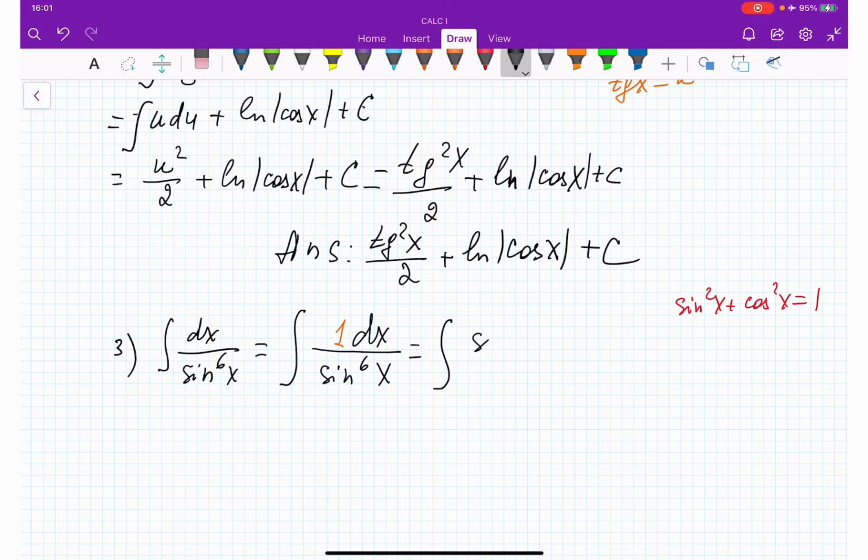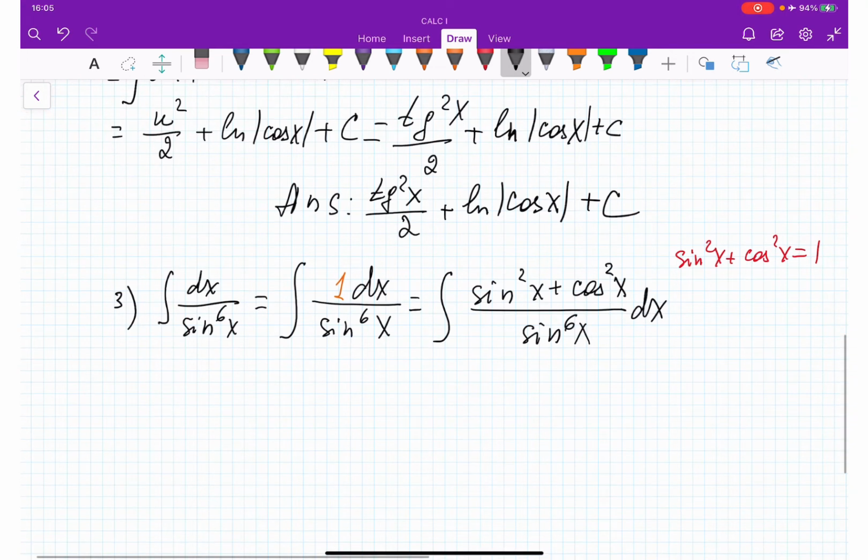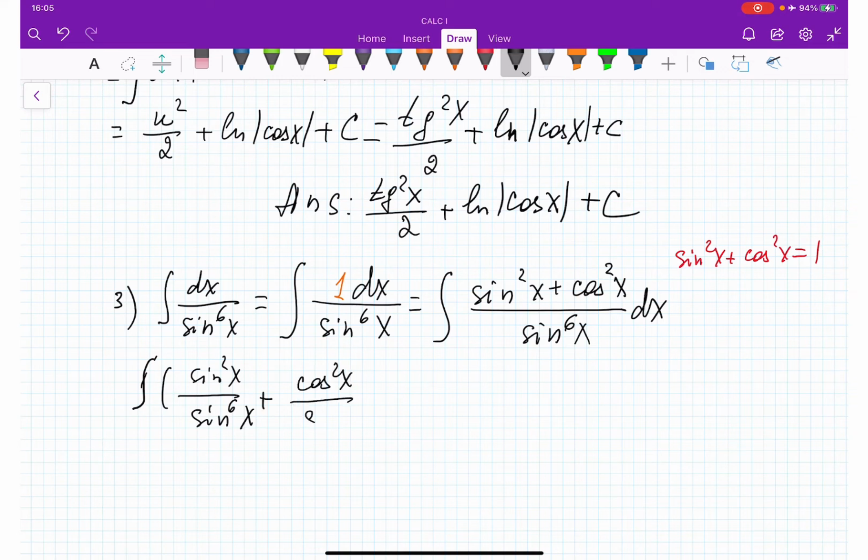So I'm opening it up as follows: sine squared x plus cosine squared x, over sine to the 6th of x, dx. When I divide now, I'm going to get sine squared x over sine to the 6th of x, plus cosine squared x over sine to the 6th of x, dx.